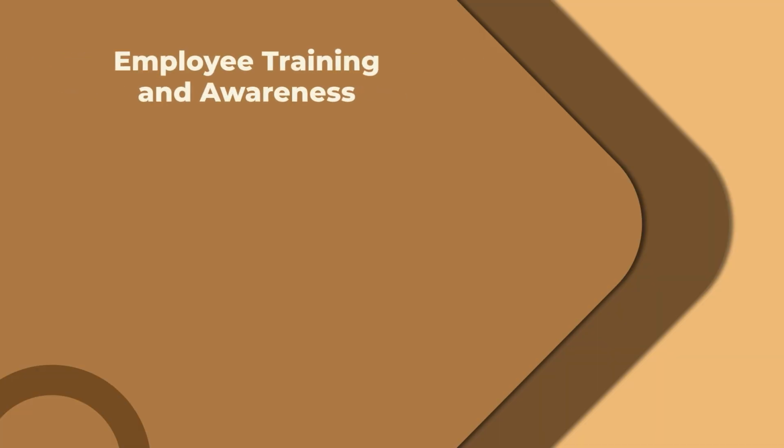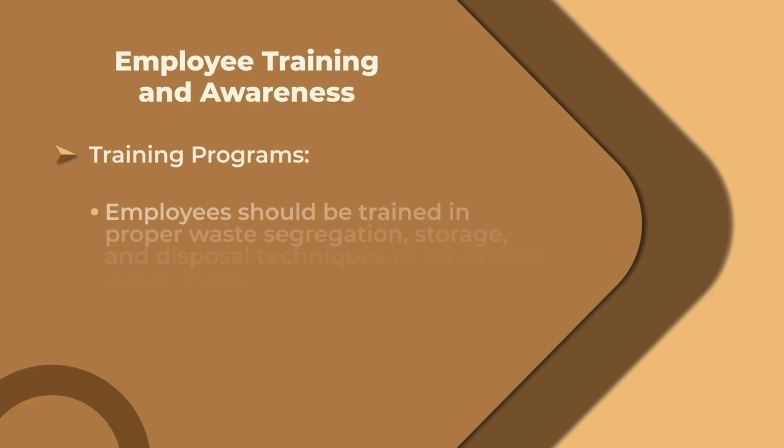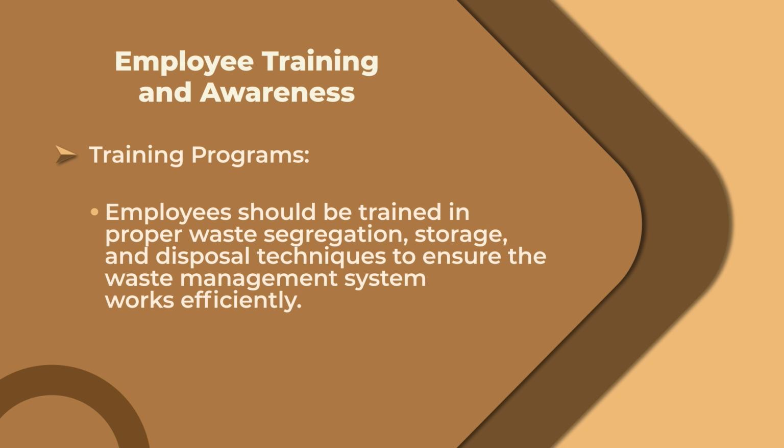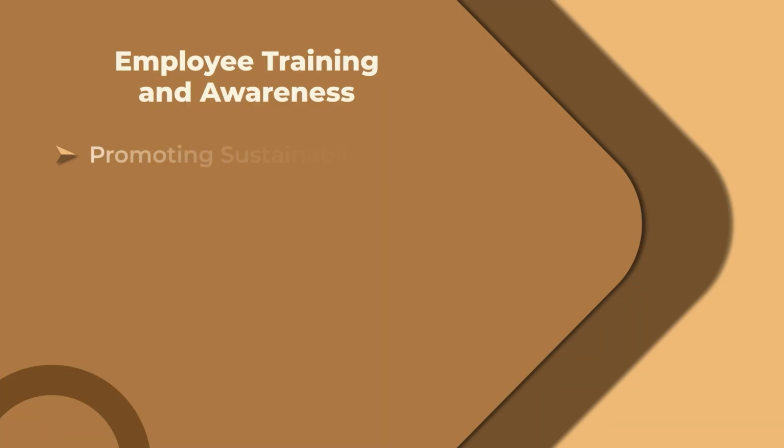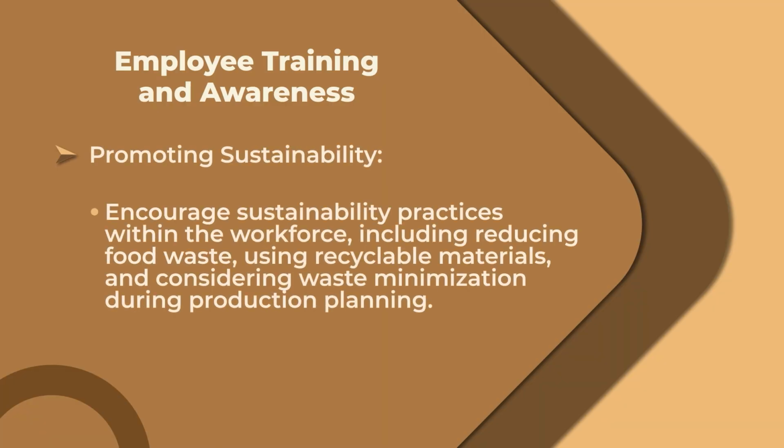And for doing all these, the food industry also needs to train their employees and make them aware about the importance of waste management. They should regularly conduct training programs so that employees are trained in proper waste identification, waste segregation, waste storage and disposal techniques to ensure that the waste management system works efficiently. And the food company should also promote sustainability. They should encourage their employees toward sustainability practices like reducing the food waste, using recyclable materials and considering waste minimization during the production planning.